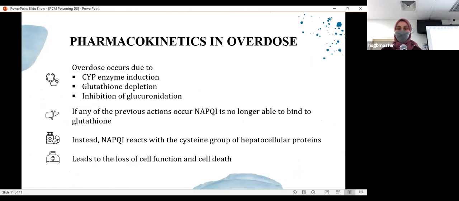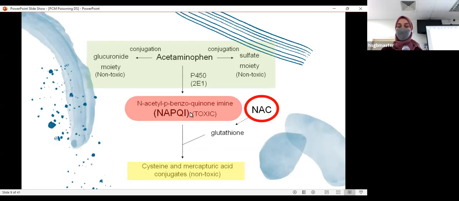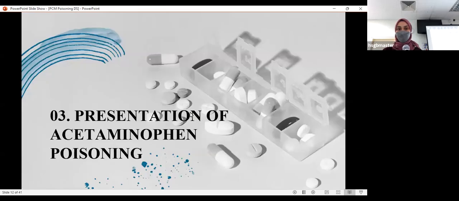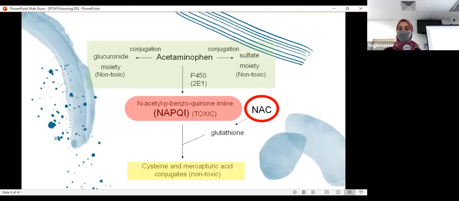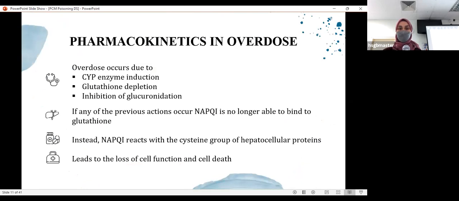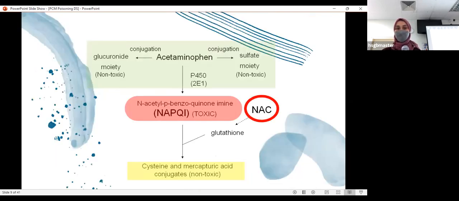All right, so what happens in overdose? How do you get PCM overdose? You get PCM overdose when there is an increase in your NAPQI. And how does this happen? This happens because you have CYP enzyme induction. You have certain medications that induce your CYP450 enzymes, for example, phenobarbitone and phenytoin. You also have glutathione depletion as well as inhibition of your glucuronidation. So if it's inhibited here, the pathway will be more concentrated here, so we have more NAPQI. When you have glutathione depletion, NAPQI cannot bind to glutathione, therefore your NAPQI levels will be elevated.